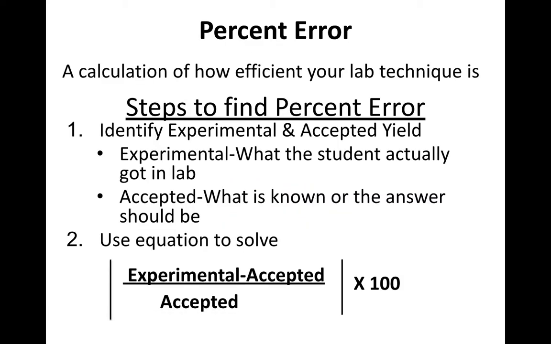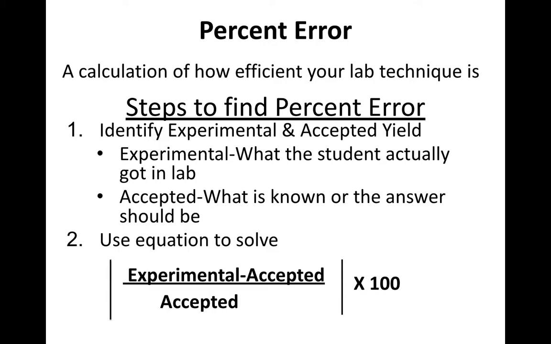Percent error is a calculation of how efficient your lab technique is. There's a few different steps to find the percent error. The first one is to identify the experimental and the accepted yield. Experimental is what the student actually got in lab, and the accepted is what should be the answer, and you would know this by a reference book, the teacher telling you, or by solving.